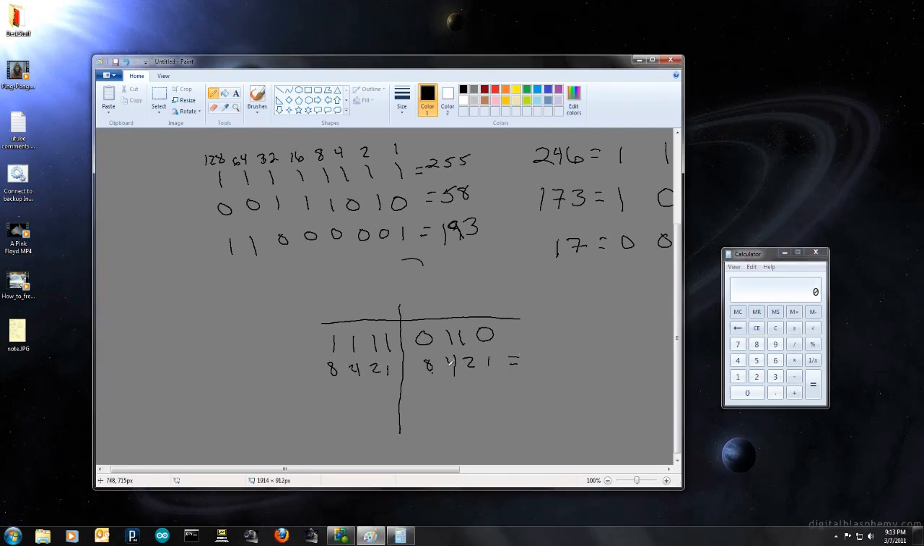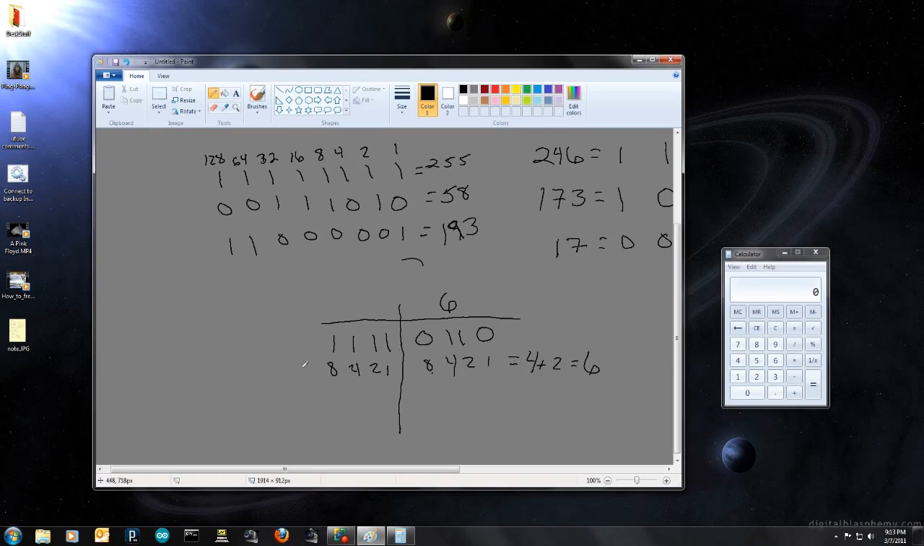So we have 4. So 4, yes. And we have another one here, which is 2. And do we have another one here? No, that's a 0. So 4 plus 2 is 6. So in our hexadecimal, the first character we have is a 6. We're going to do some more hexadecimal because this can get confusing. I'm going to try to keep it as simple as possible.